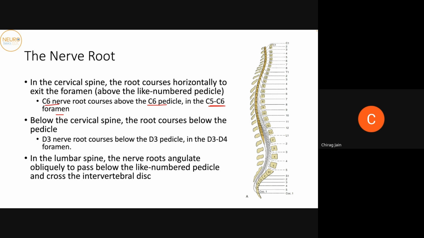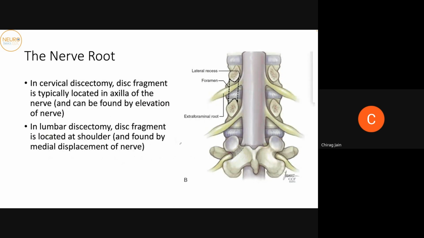Below the cervical spine, the nerve root will course below the pedicle. So your D3 nerve root is going to be exiting below the D3 pedicle in the D3 and D4 foramen. In the lumbar spine, they will angulate quite obliquely. And when they're trying to pass below the pedicle here, they will end up coming in contact with the intervertebral disc.